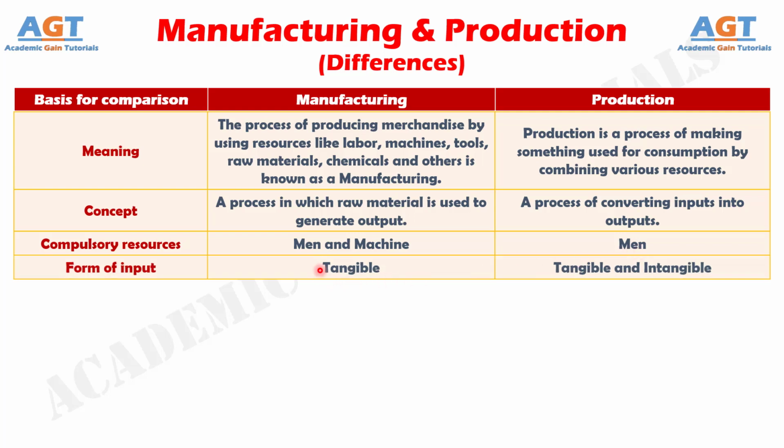Number 4. In manufacturing, the output generated will be tangible in nature, but in the case of production it produces both tangible and intangible outputs.